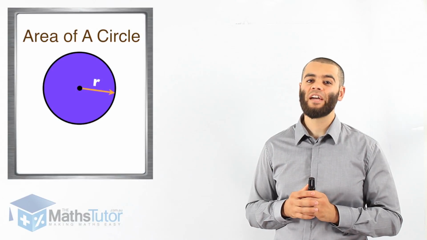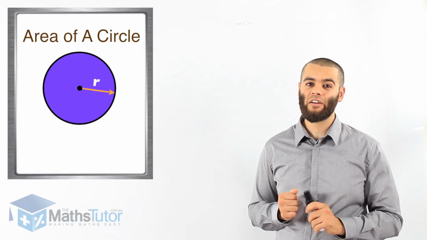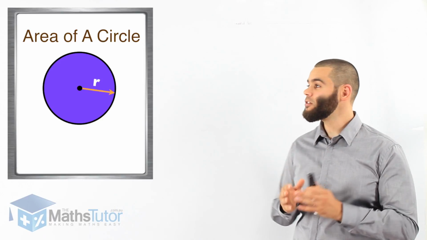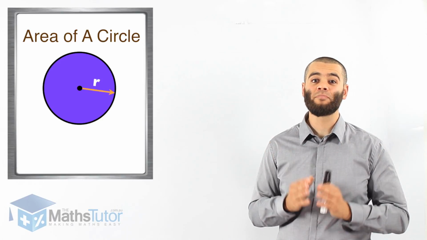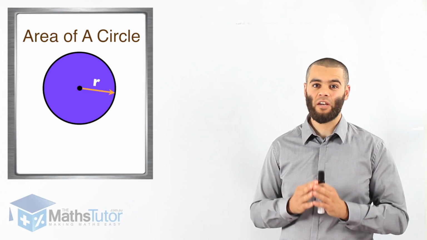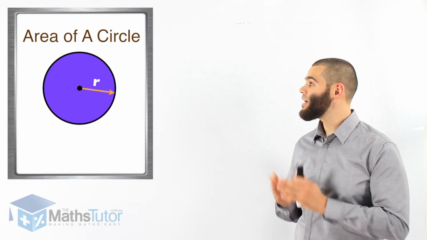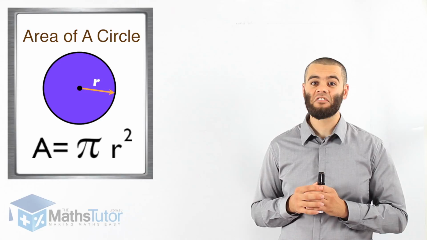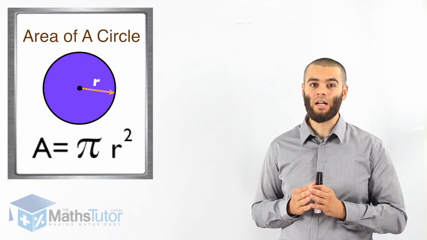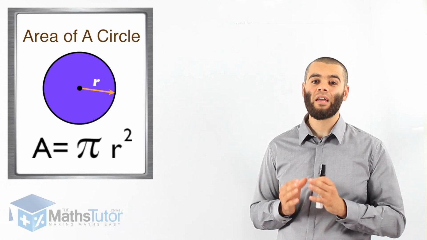Hey everyone, today I'm going to show you how to find the area of a circle. A circle, like any other shape, has a special formula to find its area. The formula is A equals pi r squared. A stands for area. Area equals pi r squared.